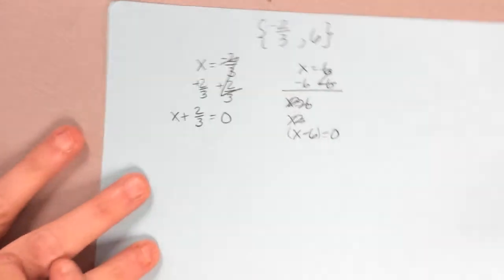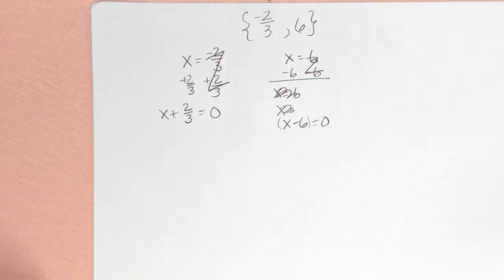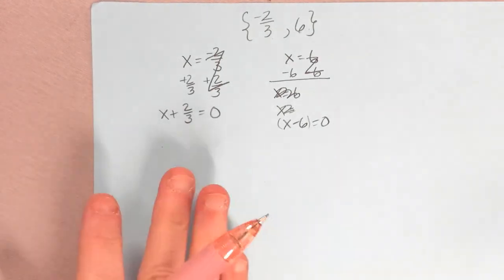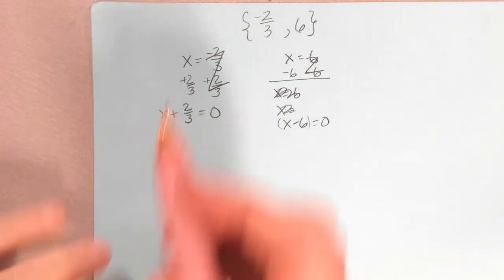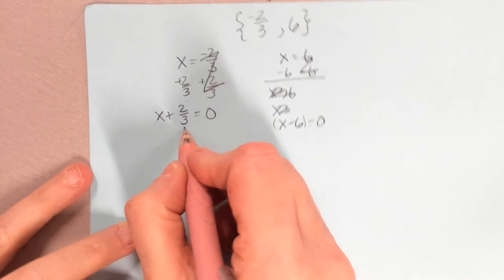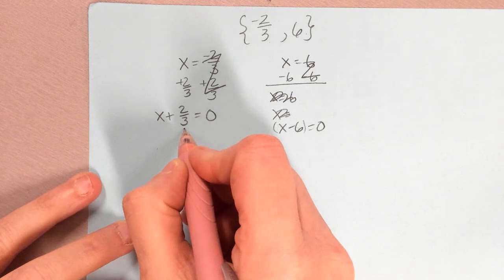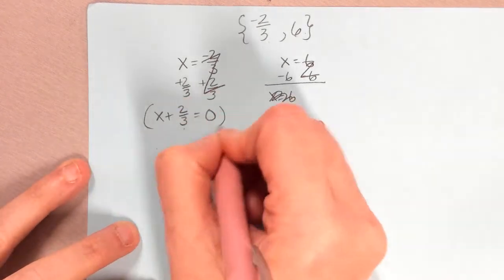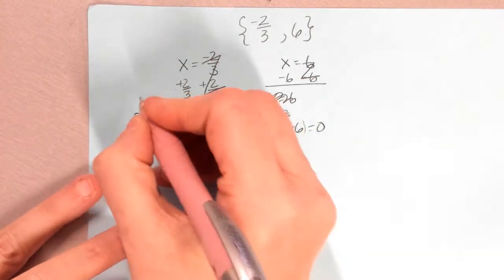Now this looks weird, right? X plus 2/3. I don't want to be adding 2/3 to nothing. So I want to get rid of that fraction. When we write our factors, we're not going to have fractional factors, okay? So how do I get rid of a denominator? If you recall from standard form, I multiply everything by that denominator.